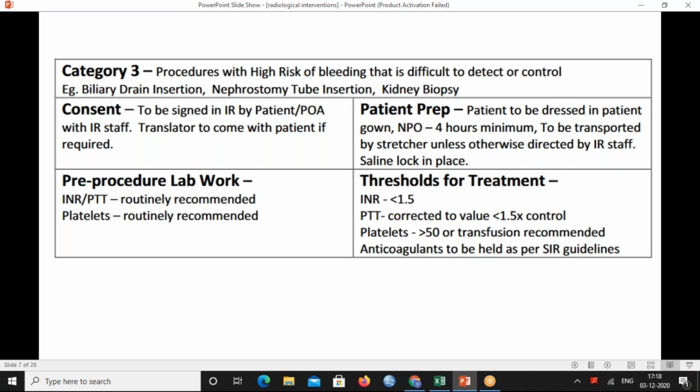And category 3, where the procedures carry a high risk of bleeding, bleeding which is difficult to detect or control, like biliary drain insertion, nephrostomy tube insertion, and kidney biopsy. Again, a 4 hour NPO is required, and the INR should be below 1.5. Here, the APTT also comes into play. The APTT should be corrected to within 1.5 times the normal, and the platelet count again should be more than 50,000. INR and platelet investigations are routinely required.